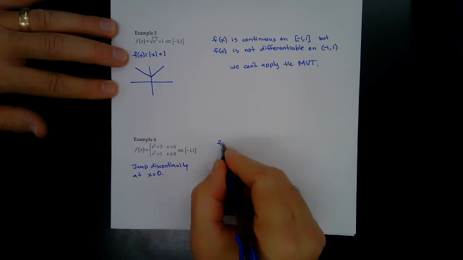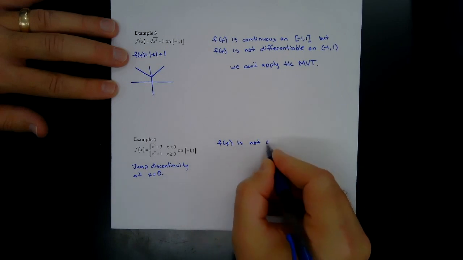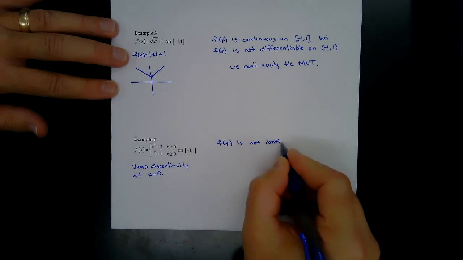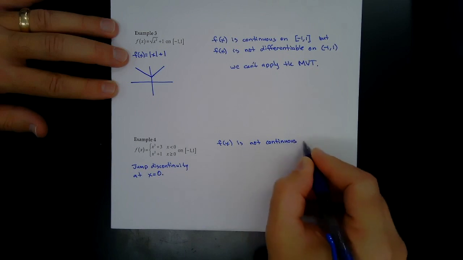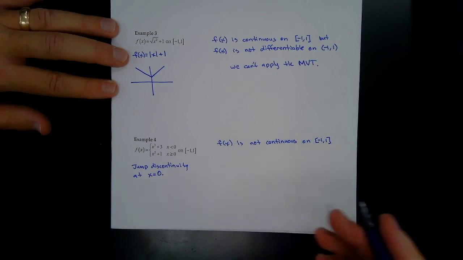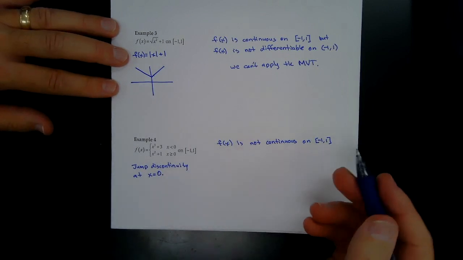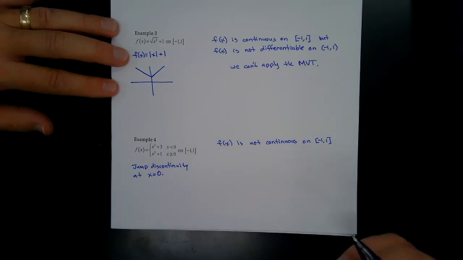So what does that tell us? That tells us f of x is not continuous on the closed interval -1 to 1. And that alone says we can't use the MVT, right? But because it's not continuous, it's also not differentiable. So I'm going to keep going.